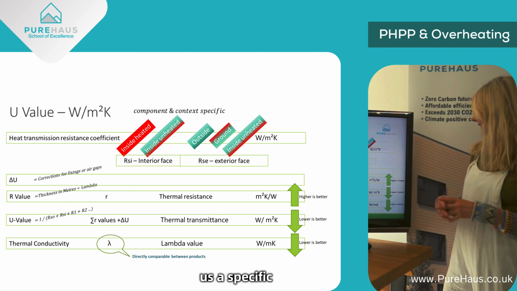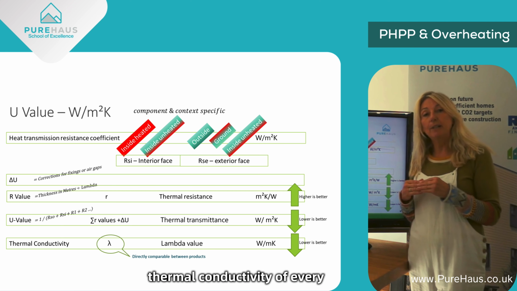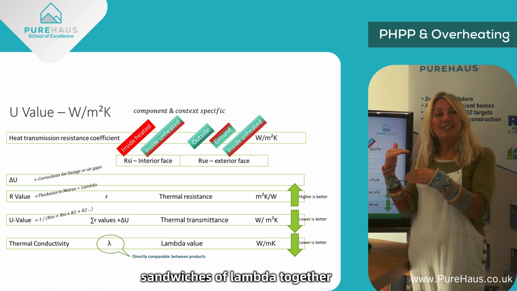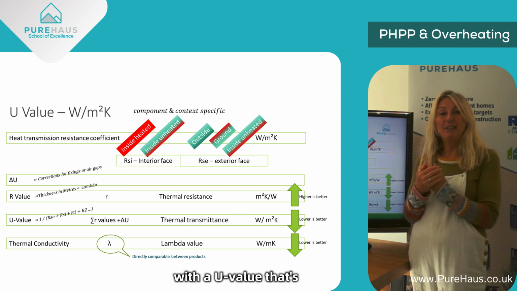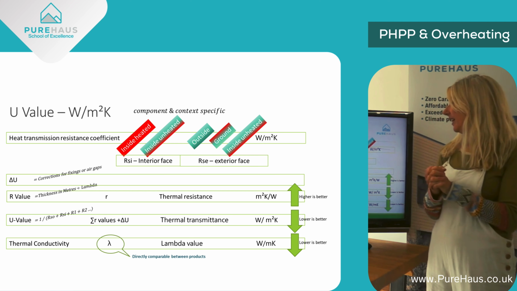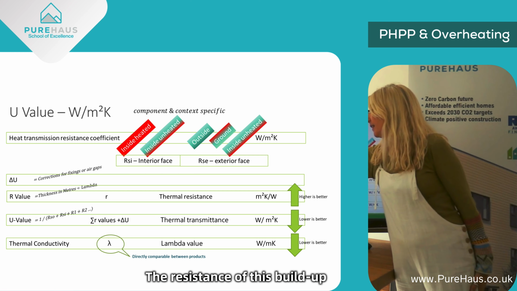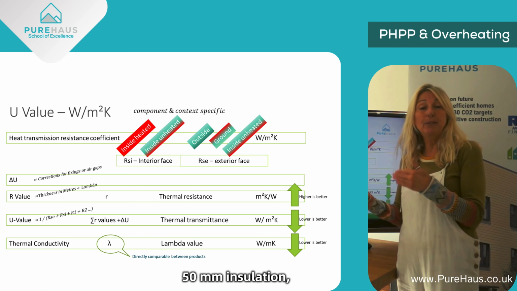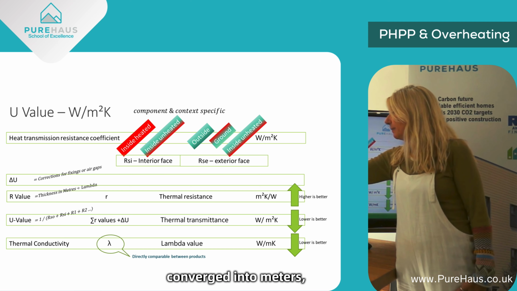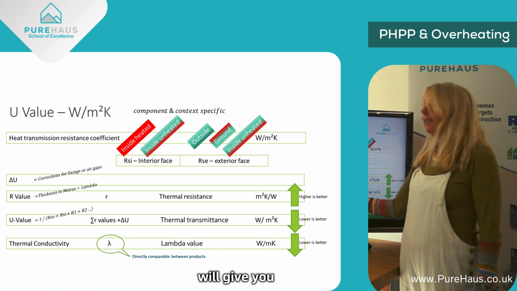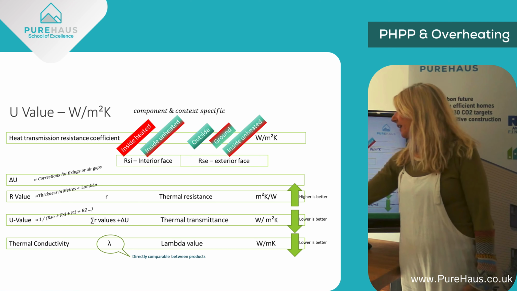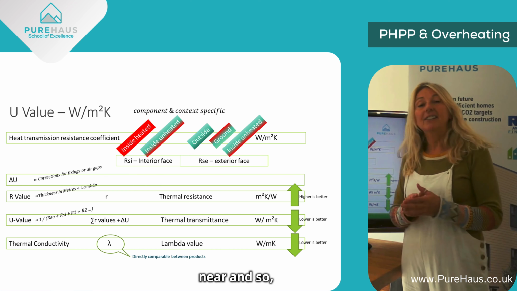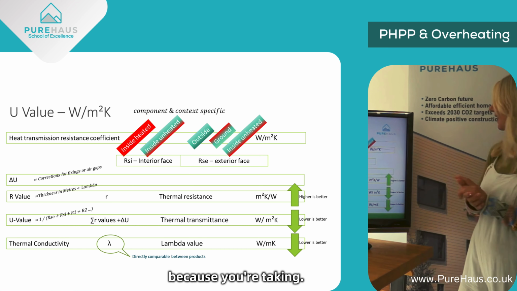The lambda value gives us a specific thermal conductivity of every product in the build-up of the fabric of the building. And then you put all those sandwiches of lambda together and we come out with a U value that's specific to the project. The resistance of this build-up is basically the thickness of each piece. So the insulation, for example, 50 millimetre insulation converted into metres divided by the lambda will give you the thermal resistance of the product, which then goes into the U value inverted with the RSI in the answer, or RSE, depending on whose figures you're taking.